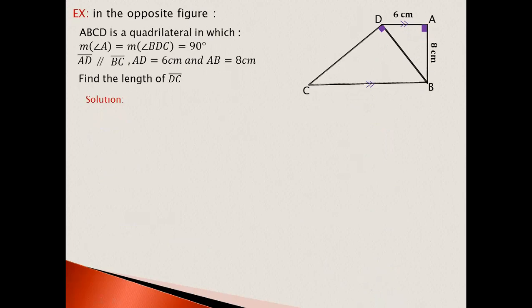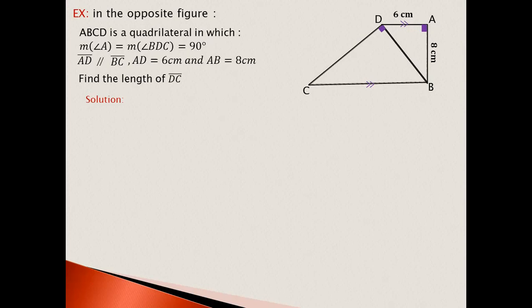Example. In the opposite figure, ABCD is a quadrilateral, in which measure of angle A equals measure of angle BDC equals 90 degrees, and AD parallel to BC. And AD equals 6 centimeter and AB equals 8 centimeter. And we need to find the length of the line segment DC or the side DC.